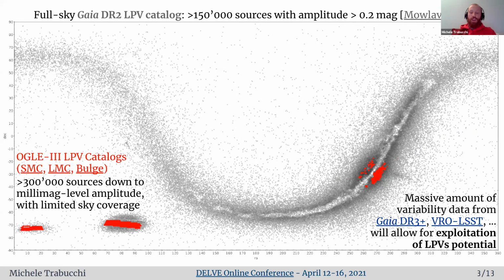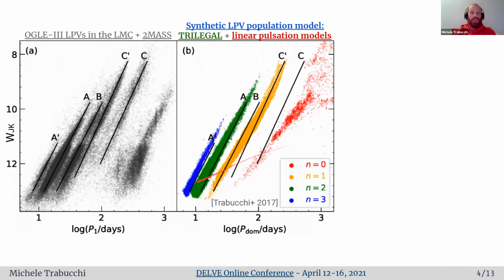So owing to these kinds of surveys, the opportunity to exploit the potential of LPVs is really becoming concrete. So theory has to keep up with the pace, and the fundamental test for theory would be to be able to reproduce the period-luminosity diagram of LPVs. For example, once again here in the Large Magellanic Cloud from OGLE data matched with 2MASS near-infrared photometry. On the right panel, you see a theoretical counterpart of the diagram that was obtained by using a synthetic stellar population model of AGB and RGB stars in the LMC, computed with the TRILEGAL code, combined with a grid of linear pulsation models that I worked on during my PhD.